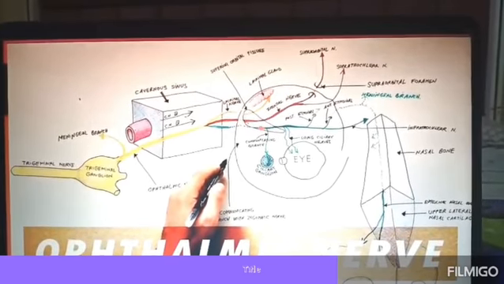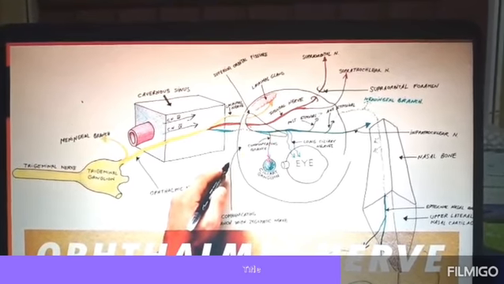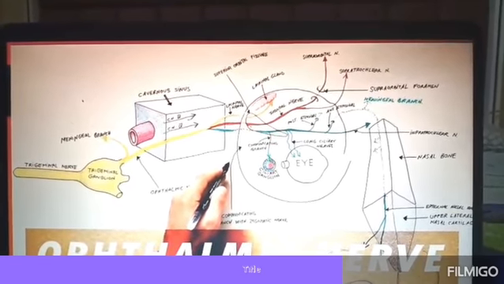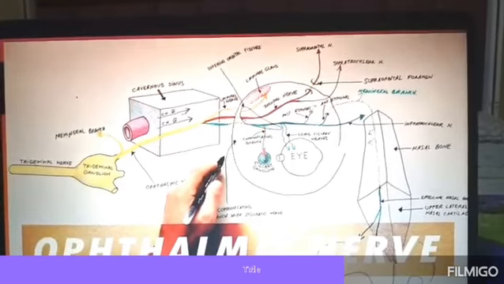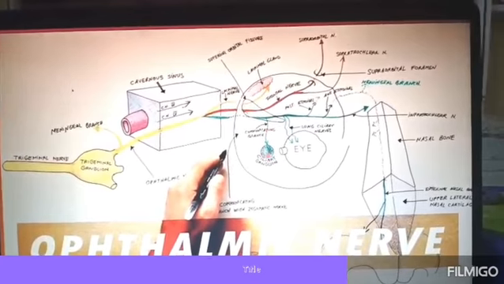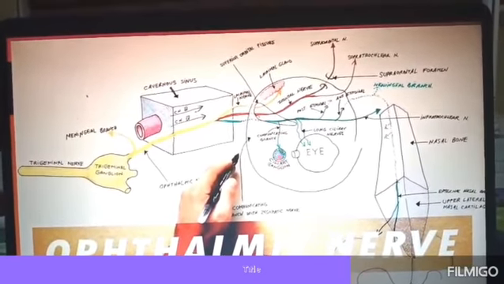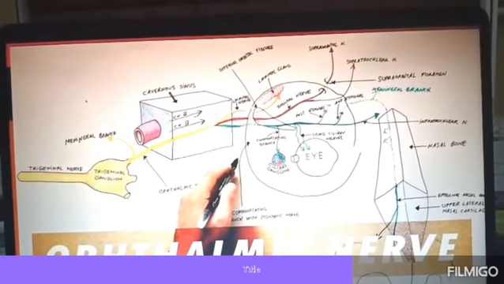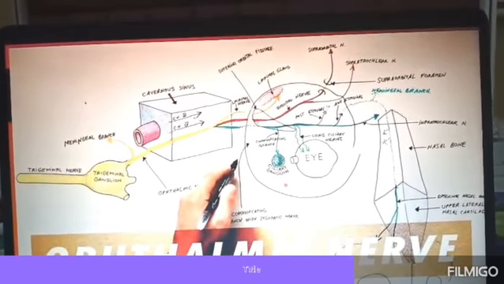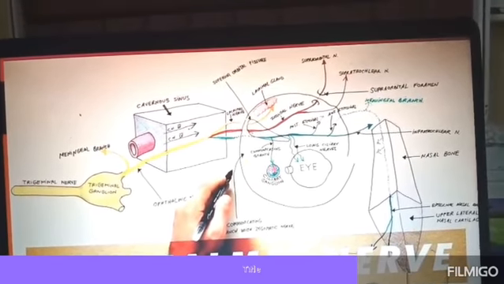First of all, branches are given to the long root of the ciliary ganglia. So, the long root of the ciliary ganglia has the fibers of the nasociliary nerve. Without synapsing in the ciliary ganglia, these fibers run by 2 or 3 short nerves known as the short ciliary nerves. So, no synapse occurs.